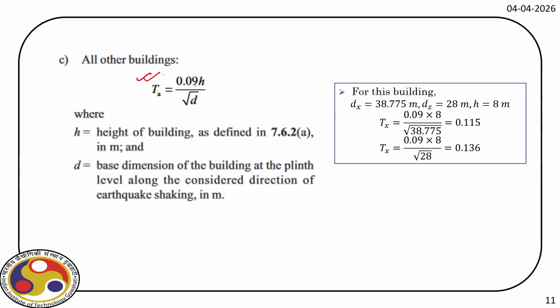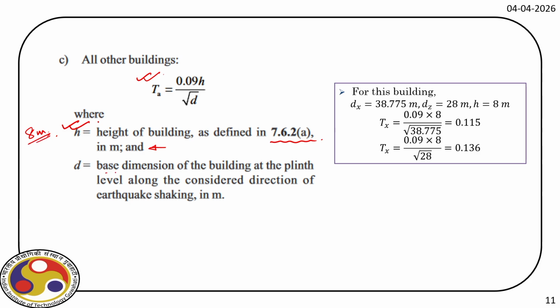So it is 0.09 times capital H divided by square root of D. So H is the height of the building. Again, for that we have a dedicated clause 7.6.2a. You can go through that clause. And let us use in our case height of the building as 8 meter.